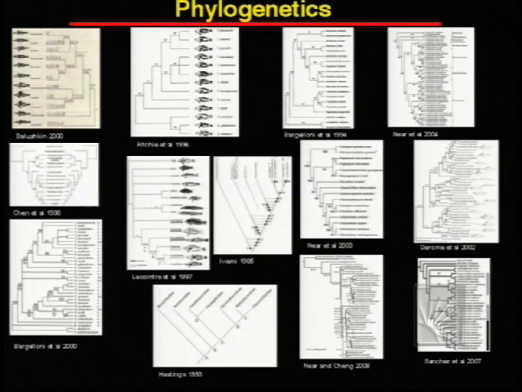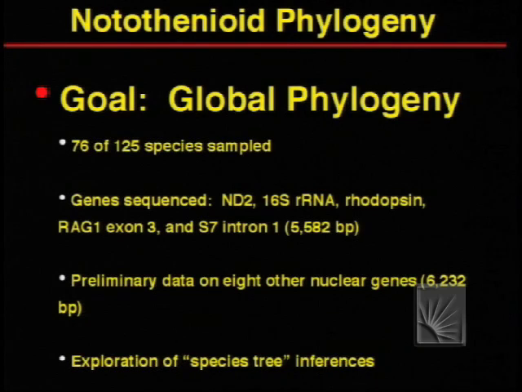Okay, so with all that background, maybe I'll start talking to you about what I actually do, which is the phylogenetics. And as you can see, phylogenetics of Notothenioids is a pretty active field. A lot of people are making really interesting contributions. So what we're doing in my lab right now is we have about 80 of the 125 recognized species. And for a preliminary data set, we're sequencing a slug of mitochondrial nuclear genes. And we're actually getting preliminary data on 8 other single-copy nuclear genes. And we're exploring what are called species tree inferences.